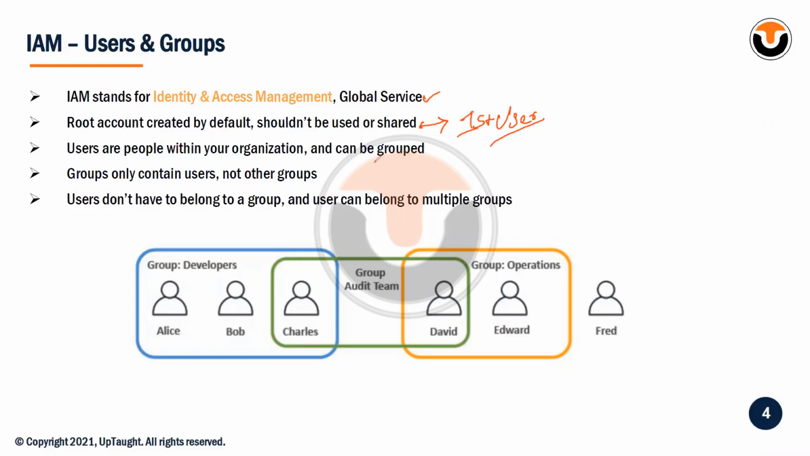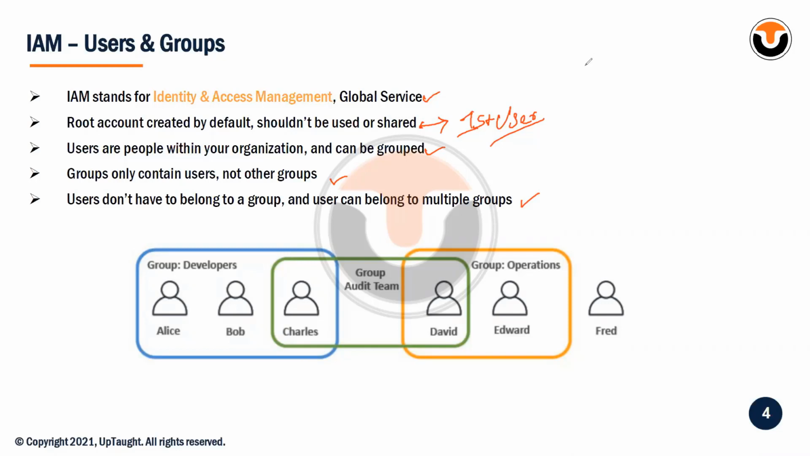Second, users are people within your organization and can be grouped. Groups can contain users, but not other groups. They're simple, very similar to Windows, but in Windows one group can sometimes contain other groups. That cannot happen here. A group can contain only users. Users can be part of multiple groups at the same time, and a user will inherit all the permissions from a group.